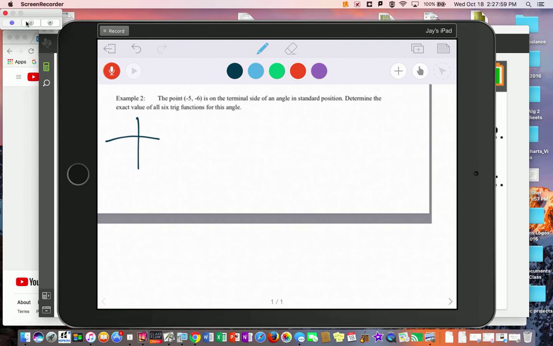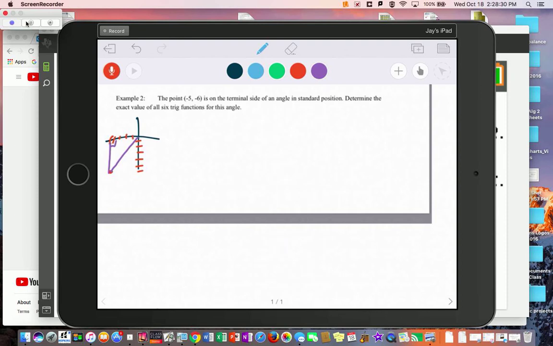All right, so on this one, if I go to the left 5, 1, 2, 3, 4, 5, down 6, 1, 2, 3, 4, 5, 6, and I put a dot, I'm going to come out from the origin. Always come out from the origin to make your terminal side. So that's the terminal side. Now, to create the other side of the triangle, we're always going vertically to the x-axis. So if I go vertically, that means I would have to go up. And because I'm going vertical, that's a right angle.